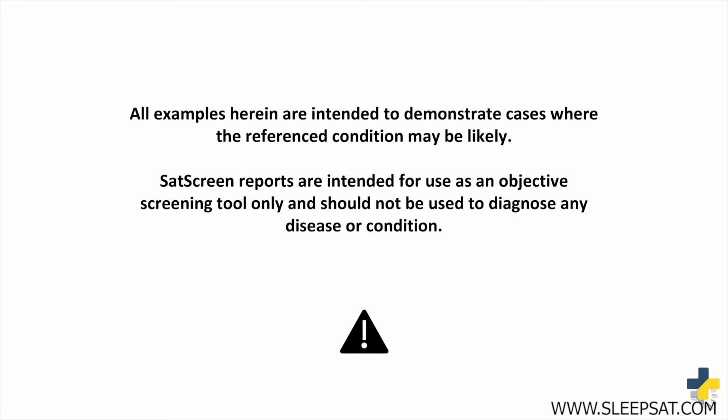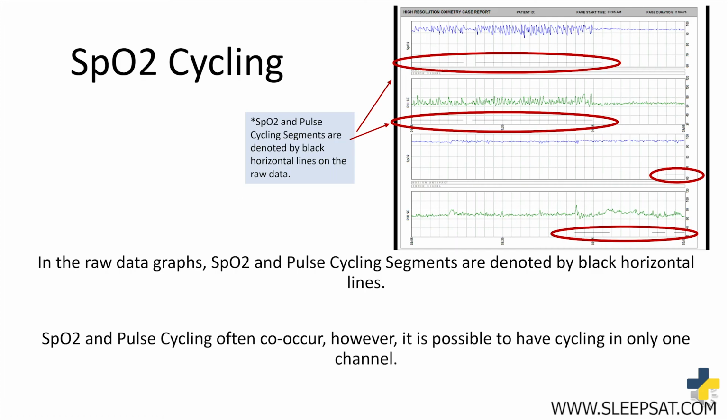Before we get started, all examples herein are intended to demonstrate cases where the reference condition may be likely. SatScreen reports are intended for use as an objective screening tool only and should not be used to diagnose any disease or condition. The definition of cycling is an occurrence of one event triggering another.